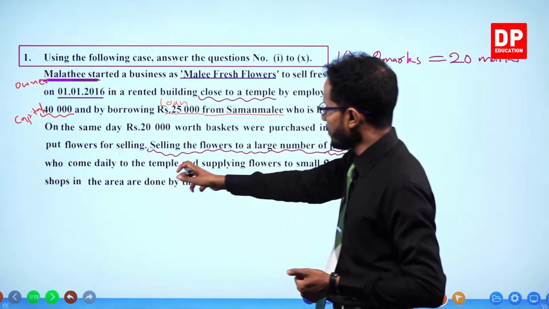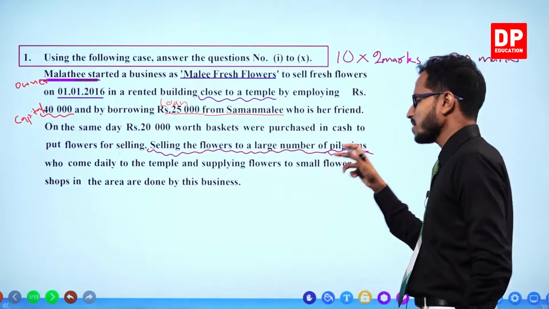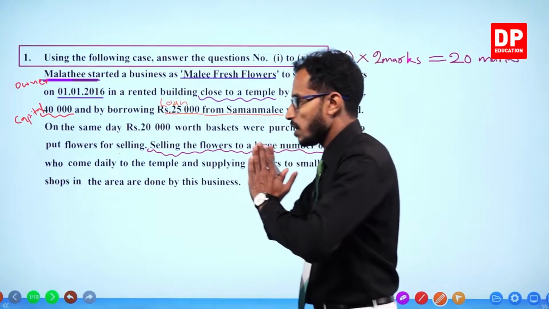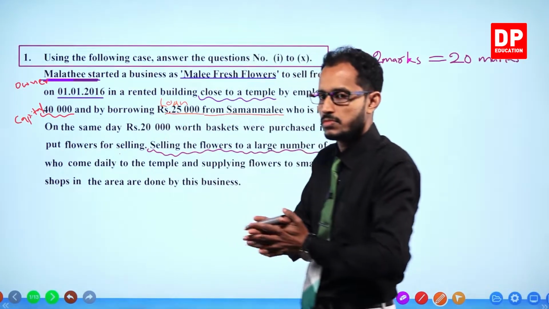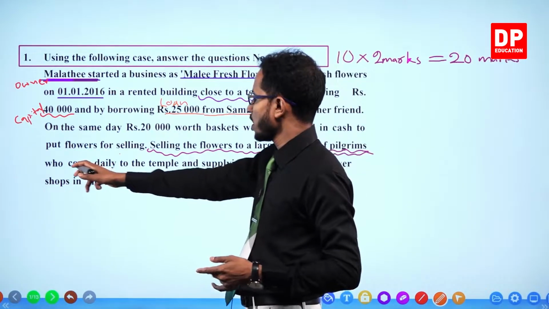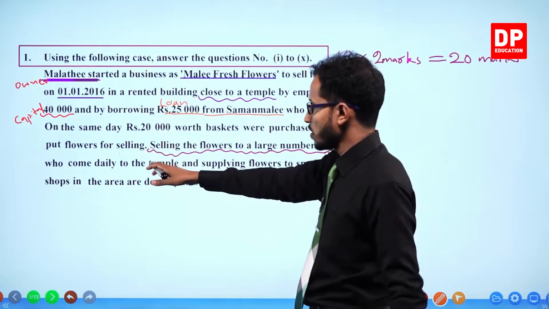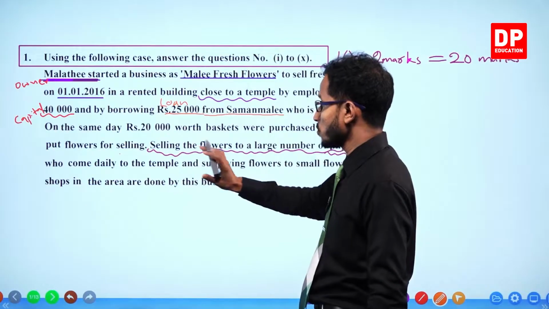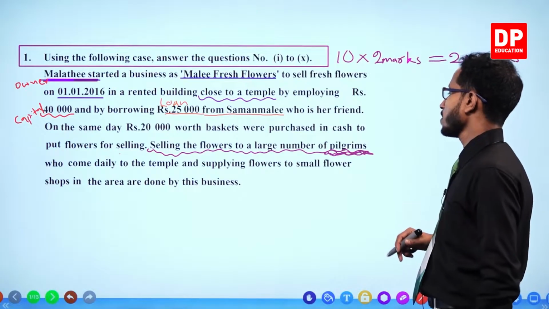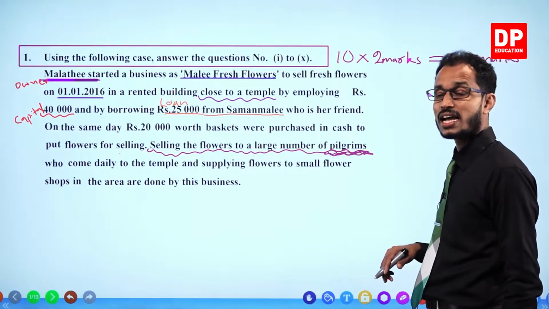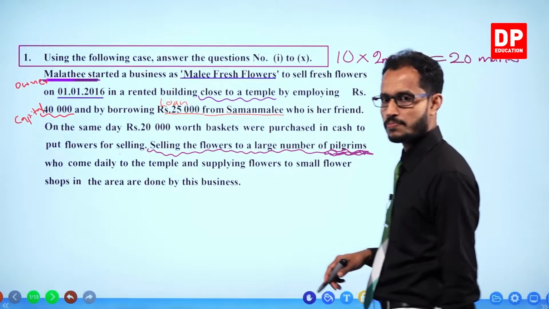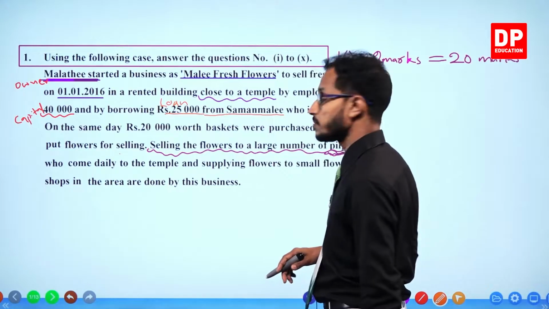Who come daily to the temple and supply flowers are pilgrims who are coming daily to the temple. Right. So selling the flowers to the pilgrims to worship. And the pilgrims are coming every day to worship at the temple. These pilgrims are the customers, the target market of Malati's business. Got it? Right.